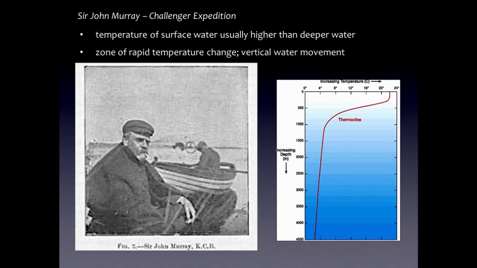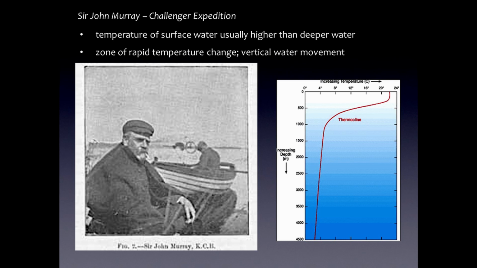Currents were also studied as part of the Challenger expedition. Here you have a picture of Sir John Murray, one of the leaders of this expedition, and they took a look at currents. They realized that the temperature of surface water was usually higher than deeper water. They made note of rapid temperature changes within the water column, and from that they also noted there was a vertical movement of water. So they made reports of thermohaline circulation, this vertical current that exists within the ocean.